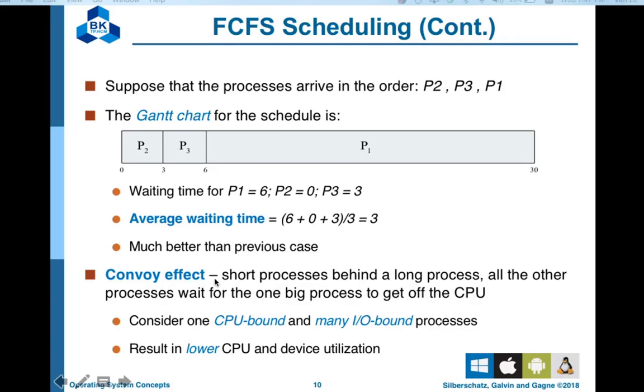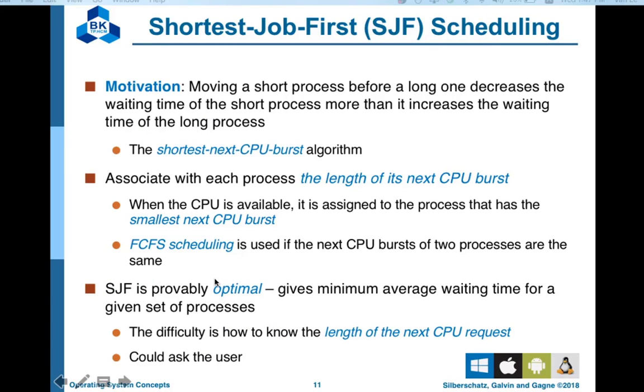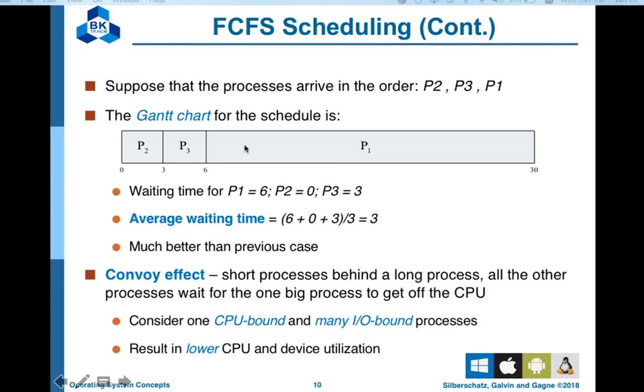So here we also have another scheduling algorithm, shortest job first scheduling. The motivation is that moving a short process before a long one decreases the waiting time of the short process more than it increases the waiting time of a long process.